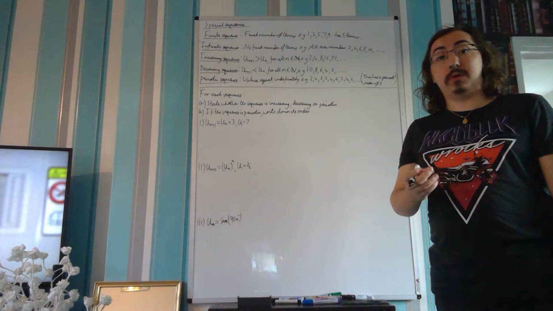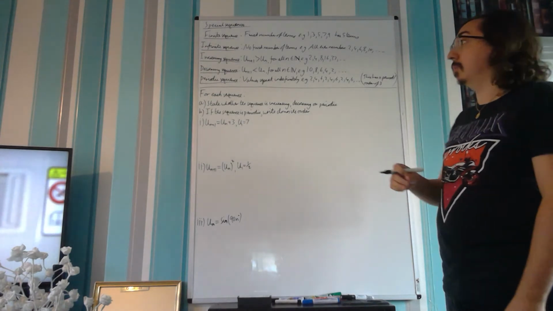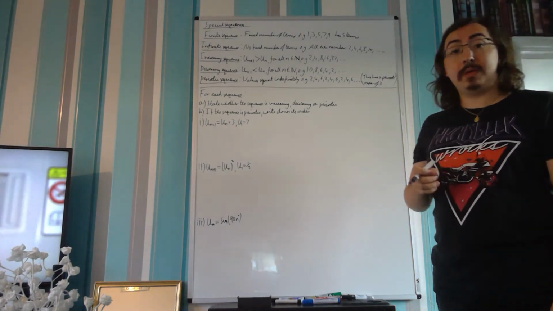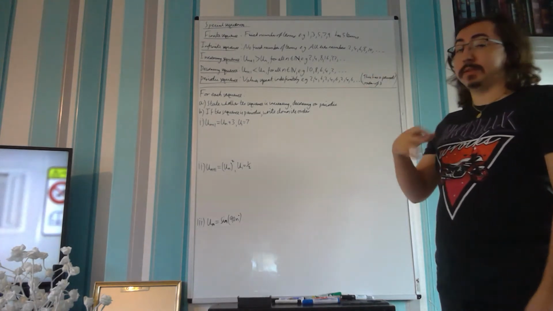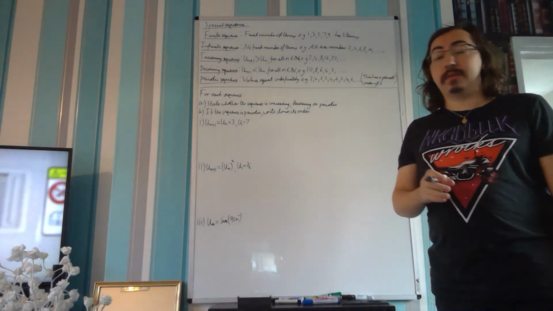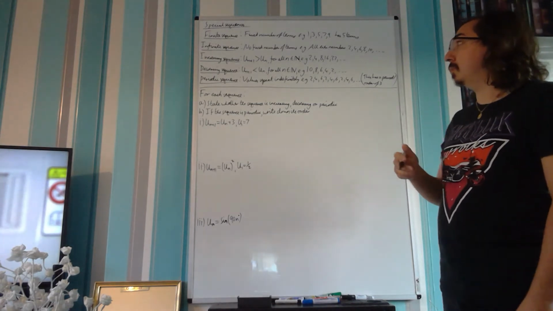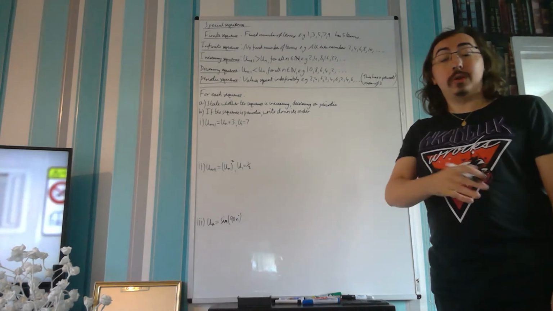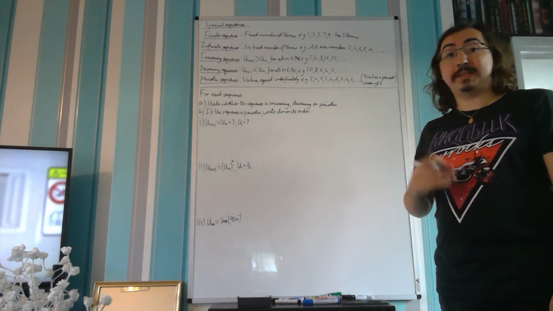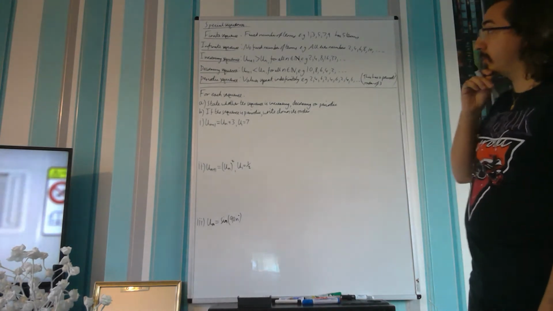A decreasing sequence is the opposite. Each subsequent term is less than the previous term, such that u of n plus 1 is less than u of n for all n, where n is an element of the set of natural numbers. An example, 10, 8, 6, 4, 2, and keep going. You're going down by 2 each time, so it's a decreasing sequence.